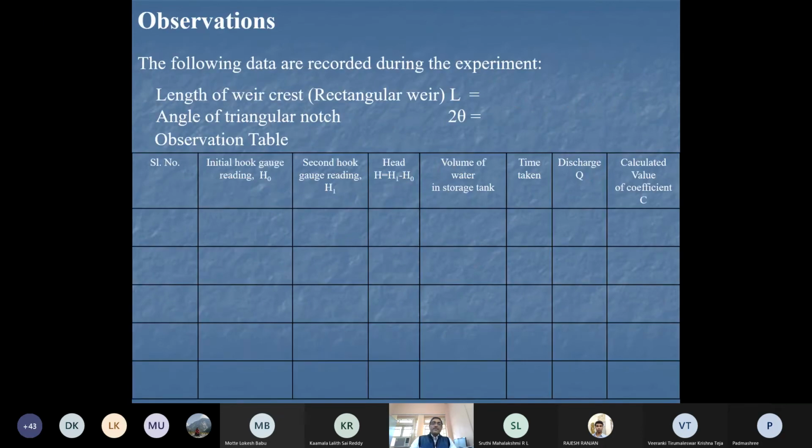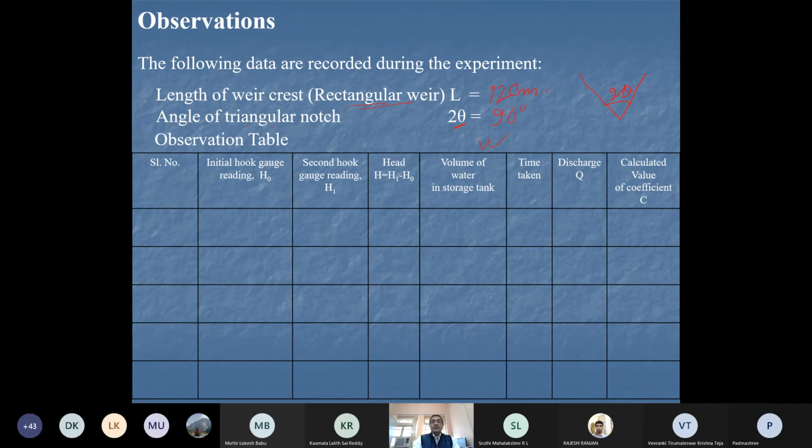So in this way, this is the observation table you have already seen in the write-up I sent to you. Length of the rectangular weir, that is, I think it's 12 centimeter. It will be available in your observation sheet. And angle of V notch or triangular notch, 2 theta, is 90 degree. 2 theta means this is 2 theta here.